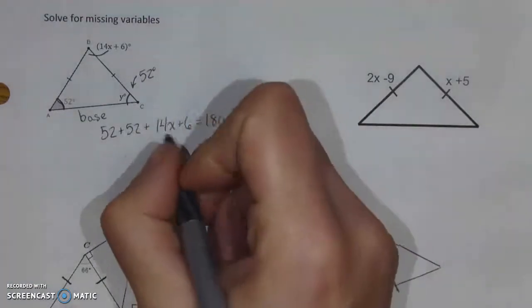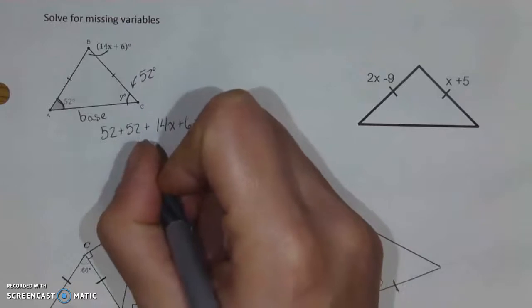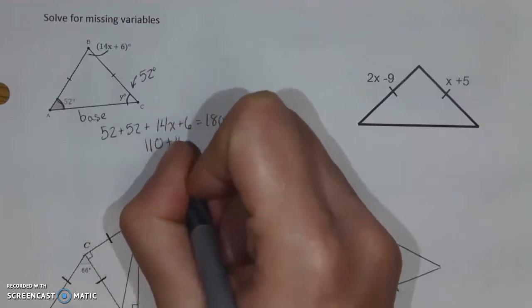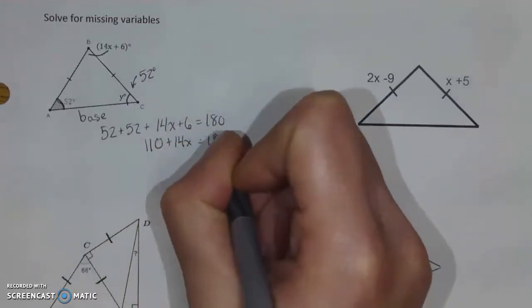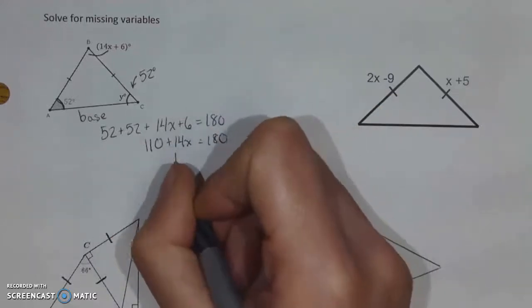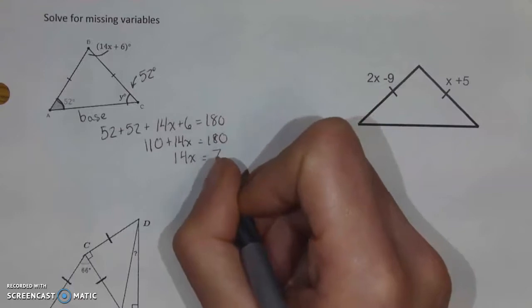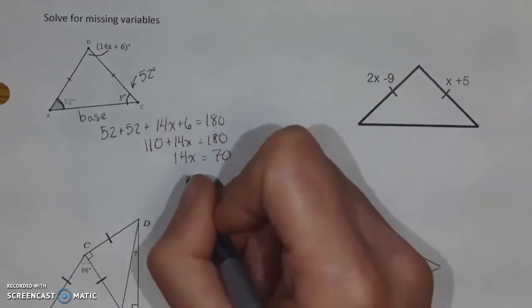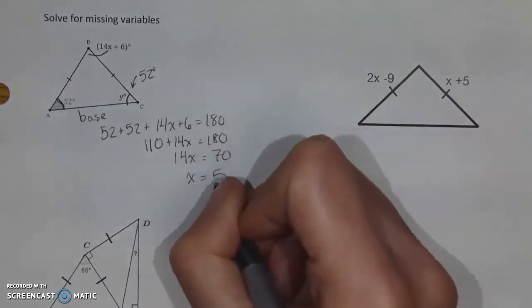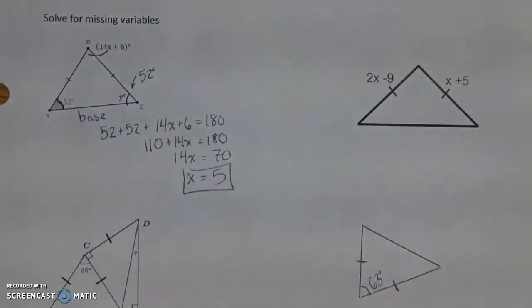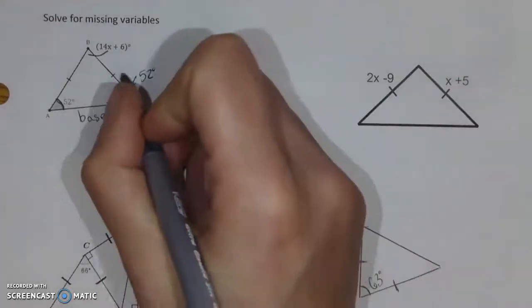And in this case, I can then solve for x, combining my like terms to get 110 plus 14x is equal to 180. Subtracting 110 from both sides, I then know that 14x is equal to 70. When I divide by 14, I now know that x is equal to 5. And I have my two answers.